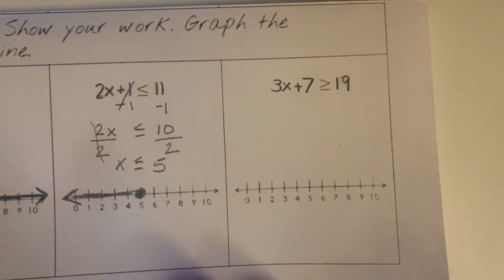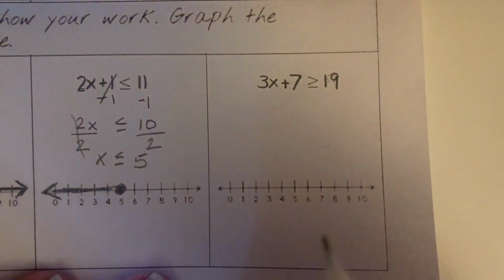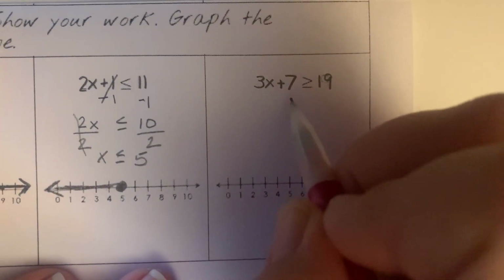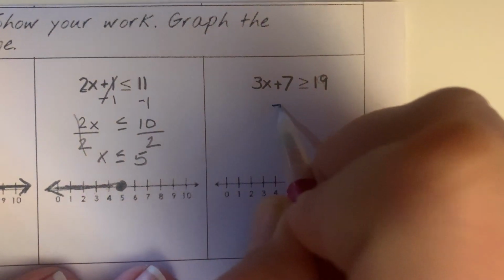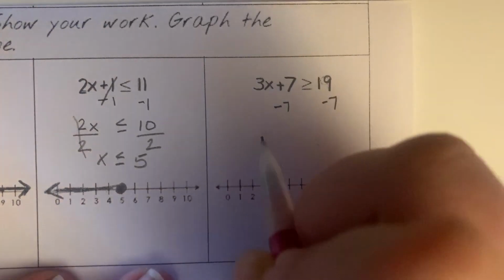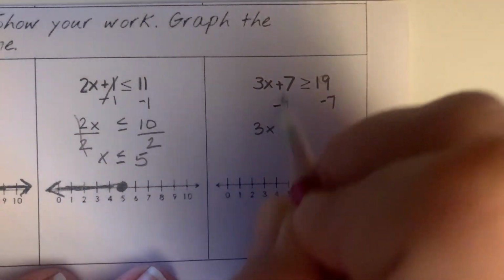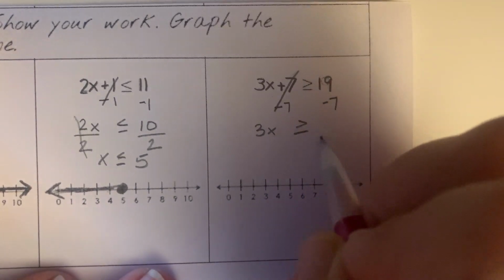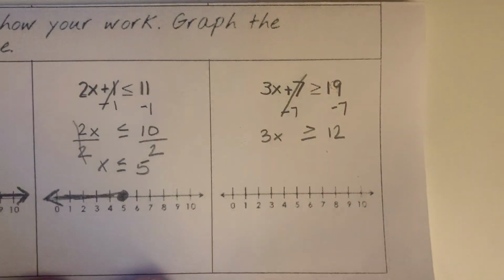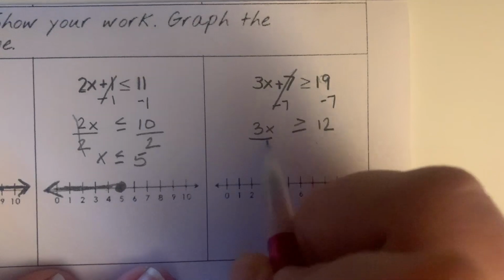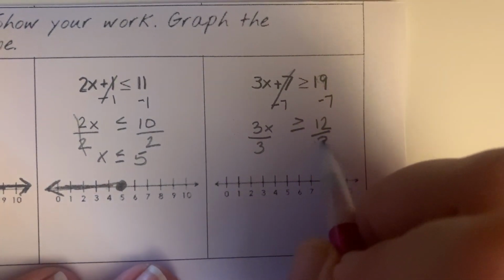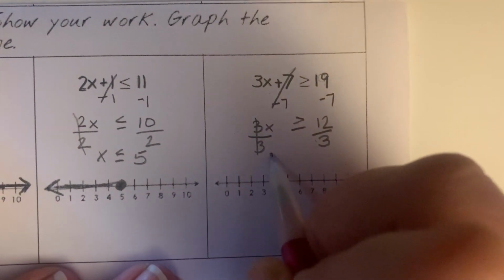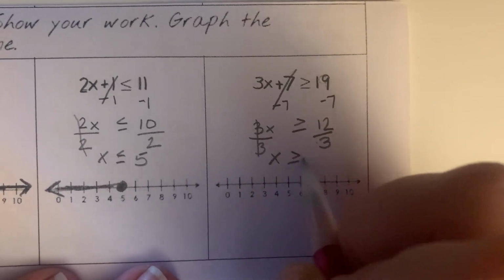All right, and last one here. 3x plus 7 is greater than or equal to 19. I'm going to get rid of this plus 7 by subtracting 7 on both sides. So I'm going to get 3x, cancel those out, is greater than or equal to 19 minus 7, which is 12. I'm going to divide by 3 because 3x means multiply. Cancel those out. X is greater than or equal to 4.